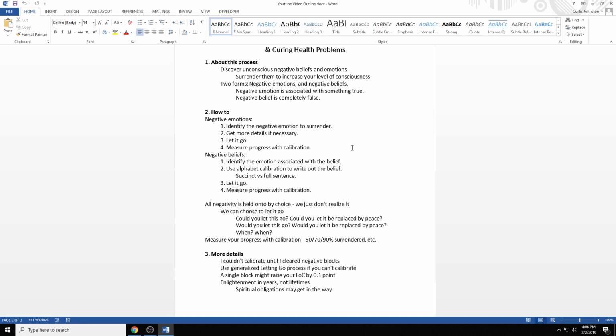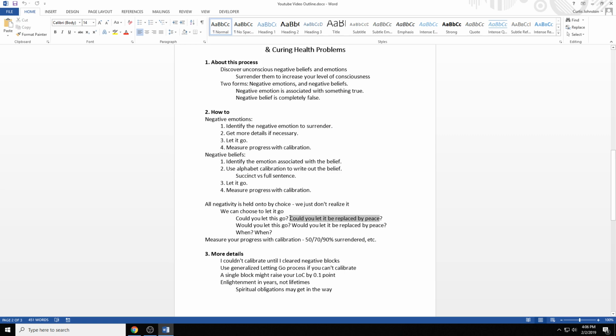And if you want, you can ask for specific percentages, and you can get, oh, this negative emotion is 84% surrendered. Really, you can get down to the exact number. But basically, during the letting go process, I usually ask myself these questions, and I have the intention to let go of negativity and surrender it to God, and to choose peace and love instead, which is what this represents.